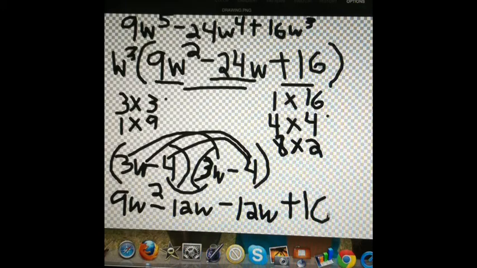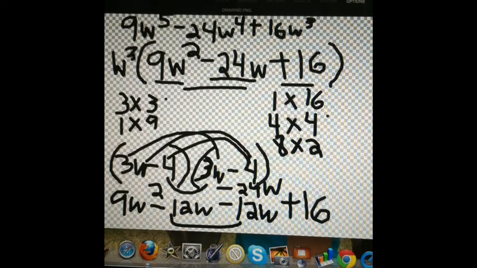Okay, so now we have to kind of finalize this. So we're going to combine negative 12 and negative 12. So what's negative 12 plus negative 12? That would be negative 24, and then since we got the w's, w. There. So our answer is correct.